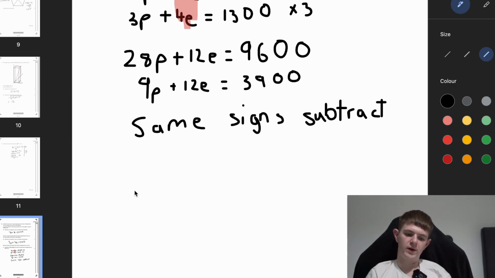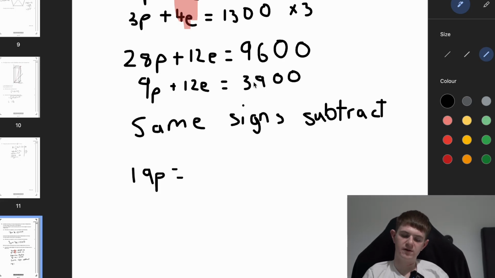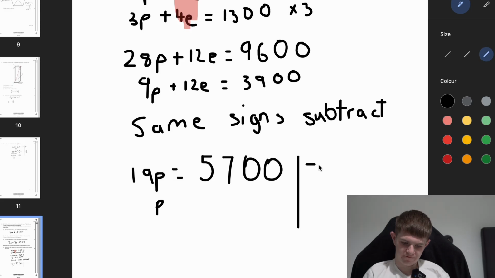So we're going to do 28 take away 9. That's going to get us 19p. 9,600 take away 3,900. I'm going to use my calculator. That will get us 5,700. To figure out what p is, we divide by 19. Therefore, p is 300.